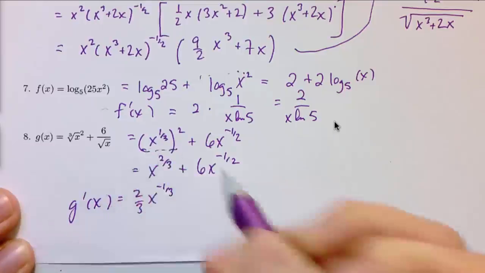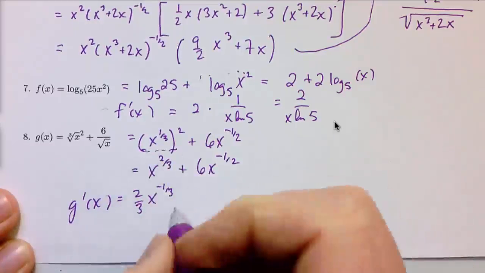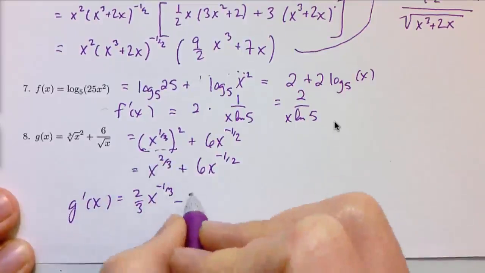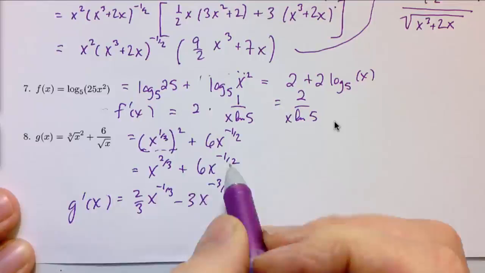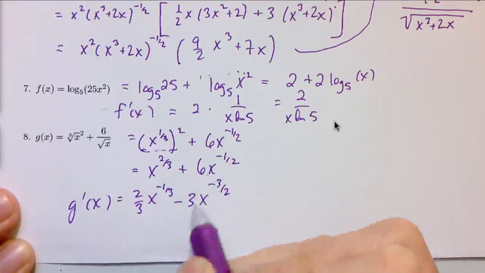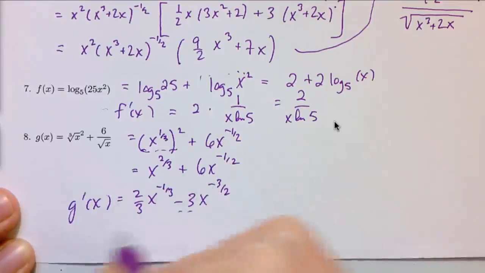Many of you kind of use the chain rule here, and it will work, but it's messier. All right, bring the minus 1/2 to the front. It multiplies that plus 6 and becomes negative 3. And there's our answer.